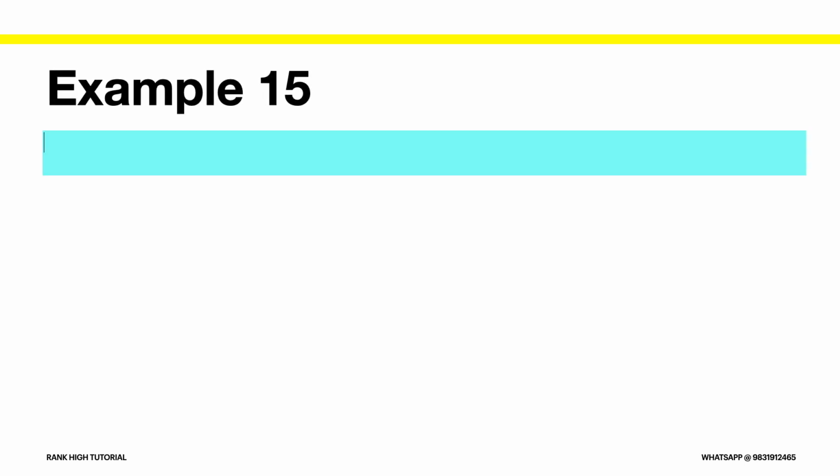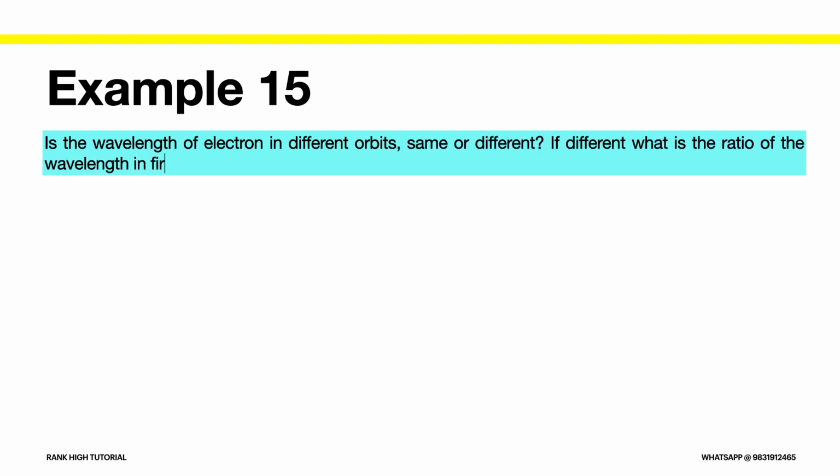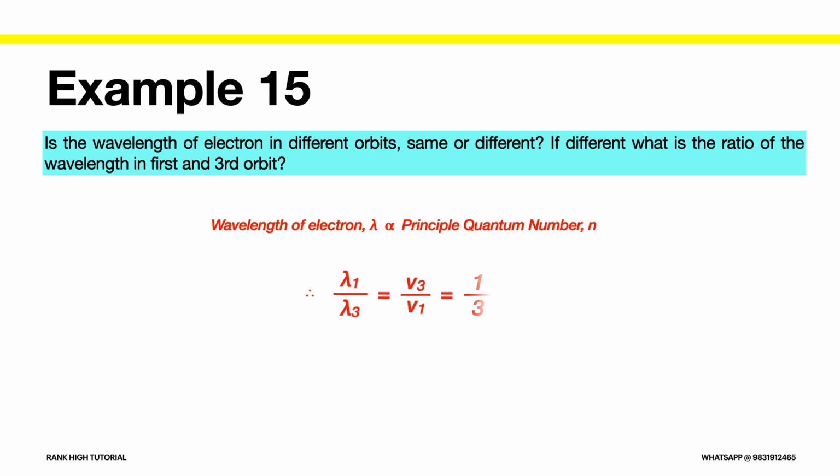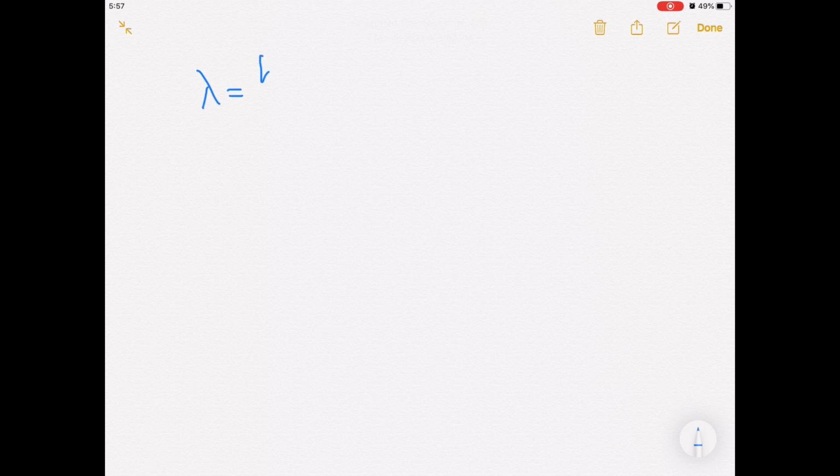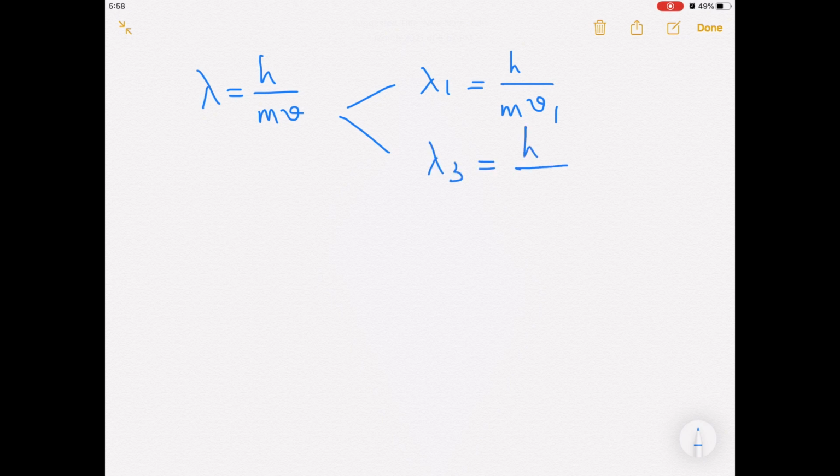Question number 15. Is the wavelength of an electron in different orbits the same or different? If different, what is the ratio of the wavelength in the first and third orbit? Wavelength of the electron in the first orbit, lambda 1 equals h by m v1. In the third orbit, lambda 3 equals h by m v3. Therefore, lambda 1 by lambda 3 equals h by m v1 divided by h by m v3, that is equal to v3 by v1.